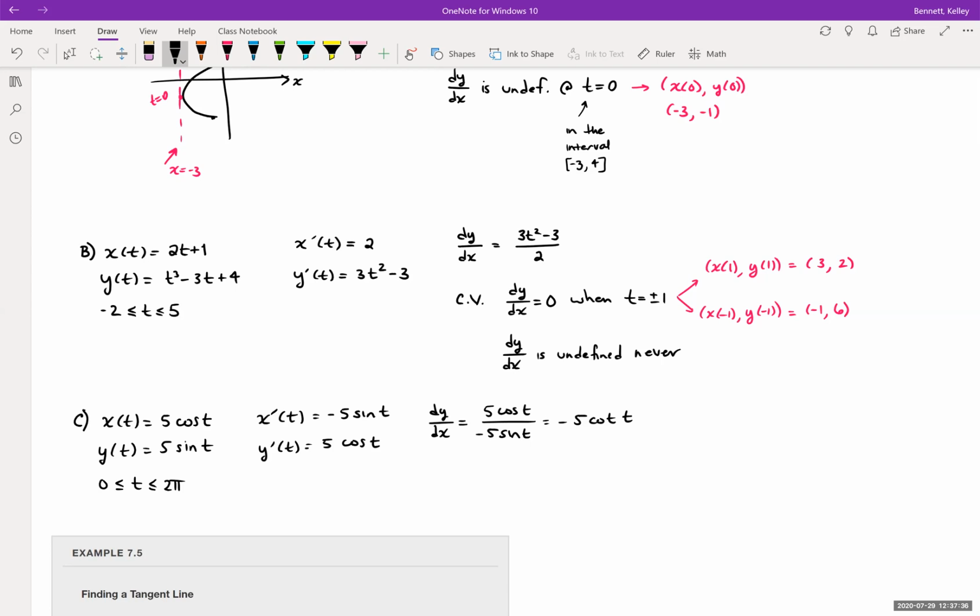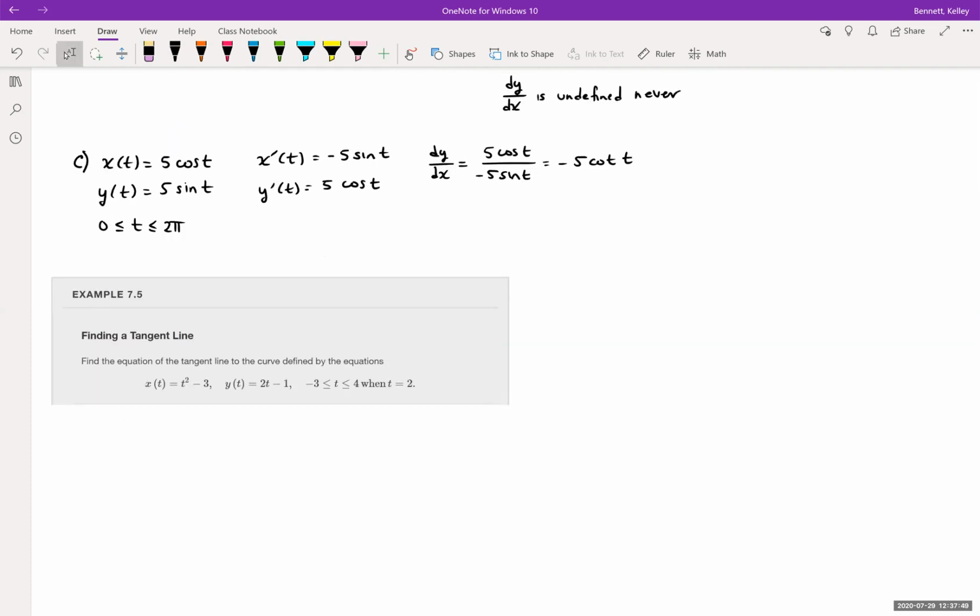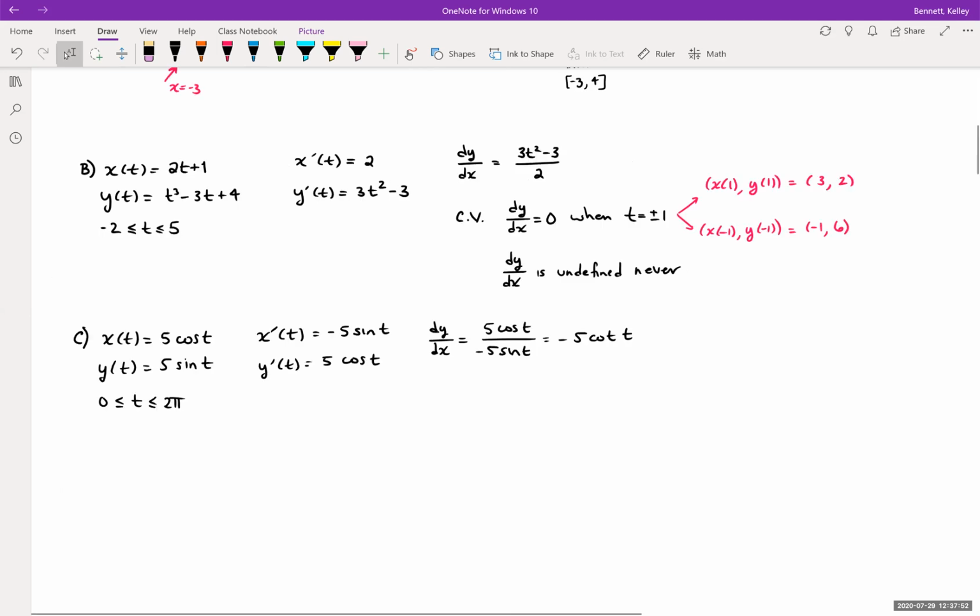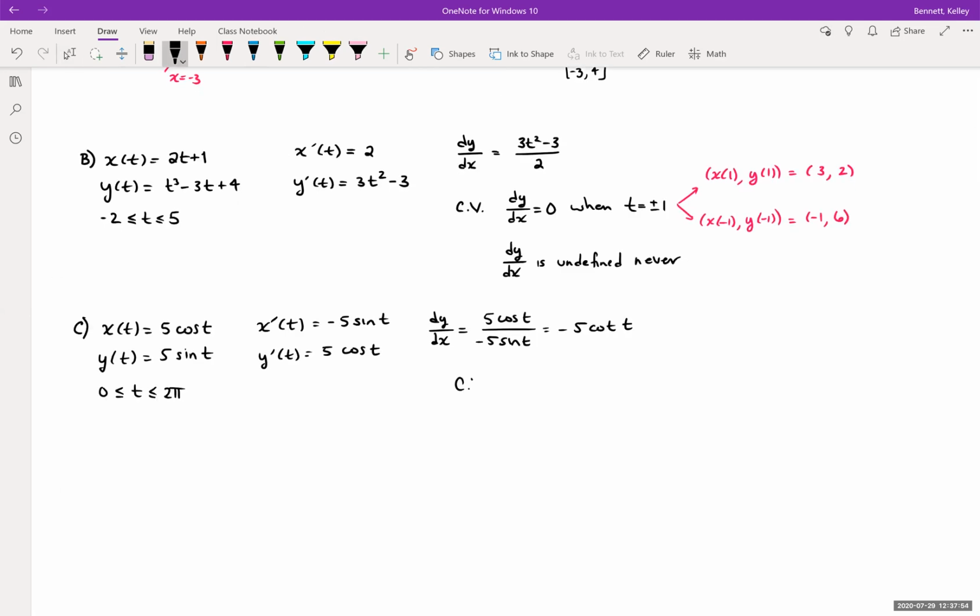I need to find my critical points. So I just need to figure out, basically, undefined means the denominator is 0, derivative being 0 means the numerator is 0. So let me scooch this down. Okay. So my critical values are when dy dx equals 0. So that's going to happen when cosine is 0. And cosine is 0 at t equals pi halves and t equals 3 pi halves.